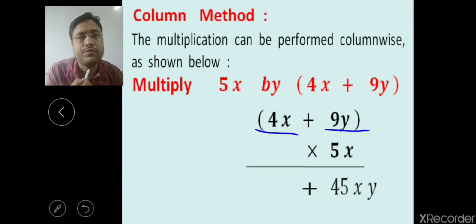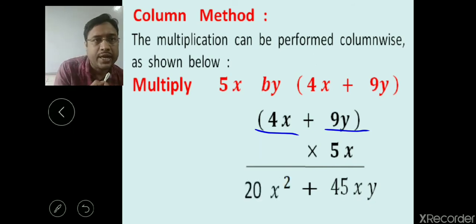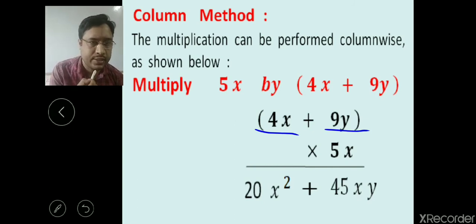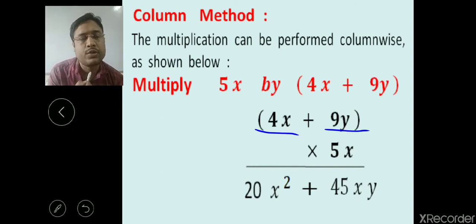Then you multiply with 4x, 5x into 4x. First numbers will multiply, 5 into 4 is 20, and x into x, they are like variables, so x into x is x square. Okay, so 20x square plus 45xy. So this way you can multiply using the column method. Using the column method you can multiply any monomial by a binomial.